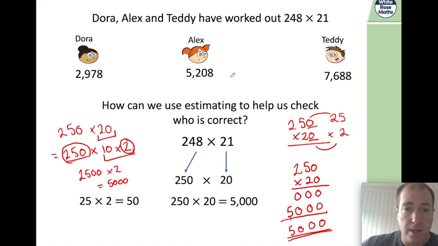So we can see that Alex was the closest. And we can see that Alex's score is the closest. Dora's is barely 3,000, and Teddy's score is way over 7,500. Obviously, Alex has got the answer that's closest to our estimation. So the answer here would be Alex.